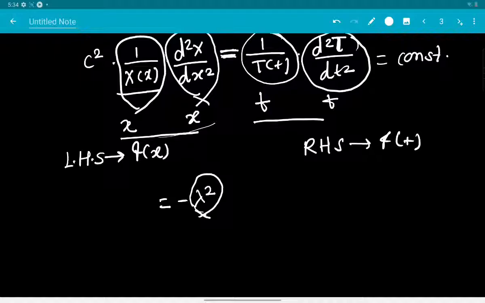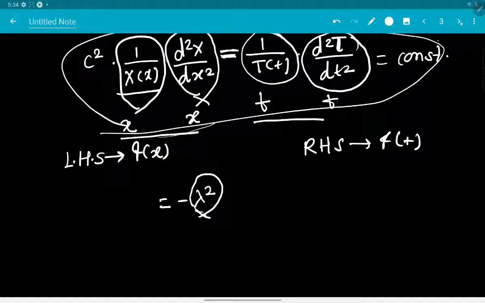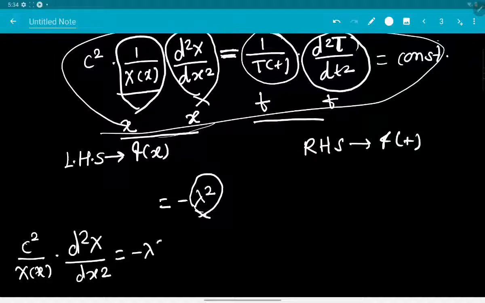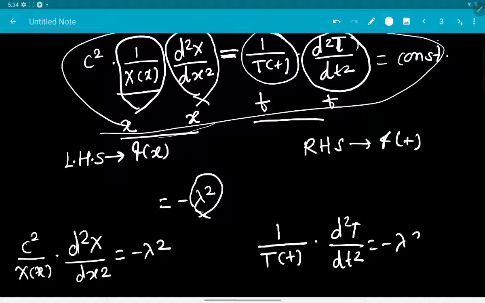Okay, so what I'll be doing now is dividing this single equation into two different equations. What I have obtained is (1/X(x)) d²X/dx² multiplied by c², which is equal to minus lambda square, and I also know that (1/T(t)) d²T/dt² is equal to minus lambda square.